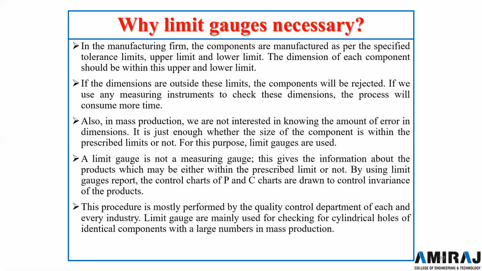It gives the information about the products, whether they are within the prescribed limit or not. By using the limit gauge report, the control charts of P and C are drawn to control the variability of the product, and this procedure is mostly preferred by the quality control department of each and every industry.